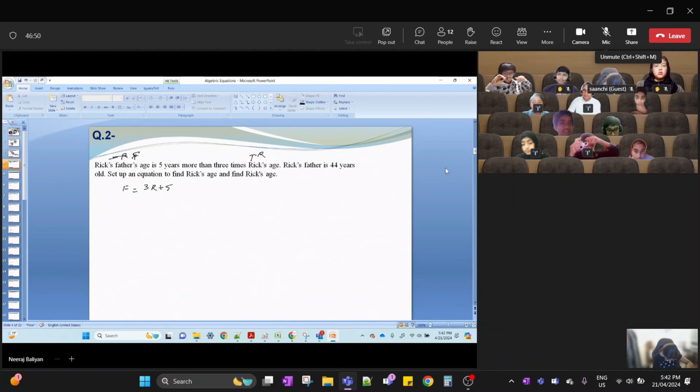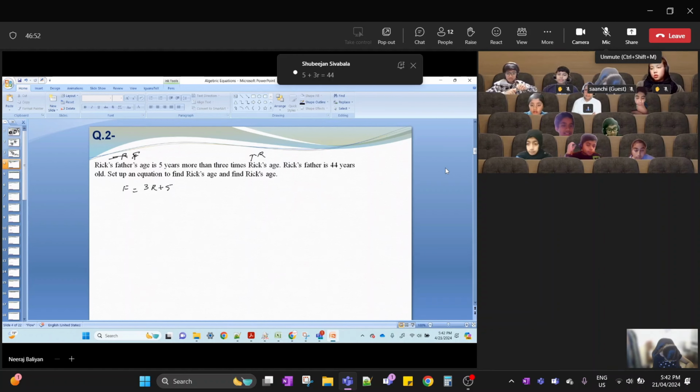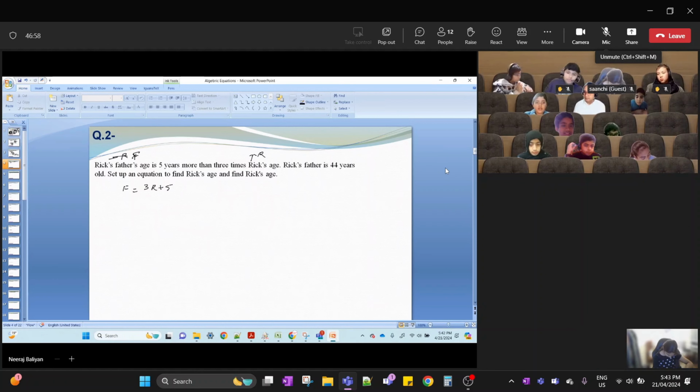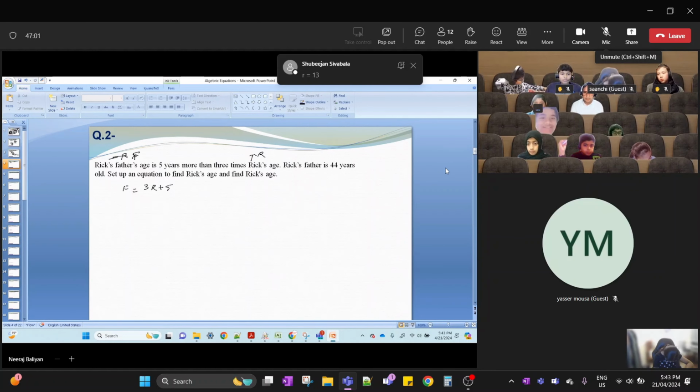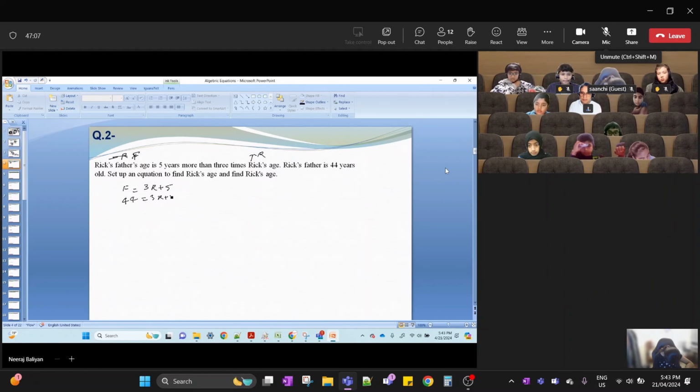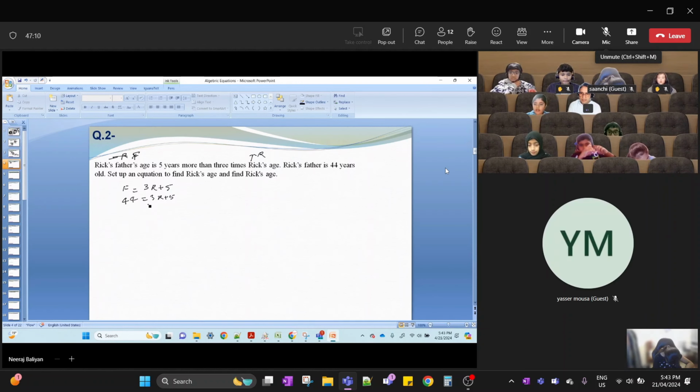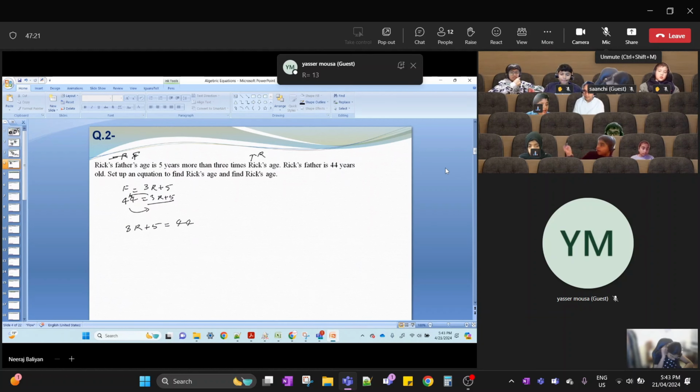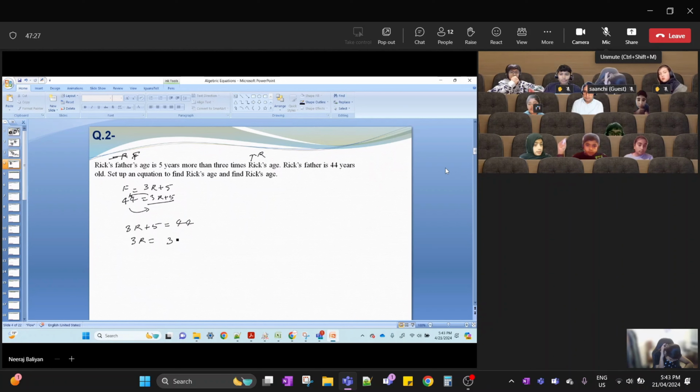Yeah. So let me read this part. Rick's father's age is 5 years more than 3 times Rick's age. Now we're given that Rick's father is 44, so we can replace F with 44. The standard is to have the variable part on the left hand side, so we can swap the right hand side to the left hand side. So 3R plus 5 is equal to 44. Then 3R equals 44 minus 5. Now we do the calculation and find that 3R is 39, so R is 13 because it's 39 divided by 3.